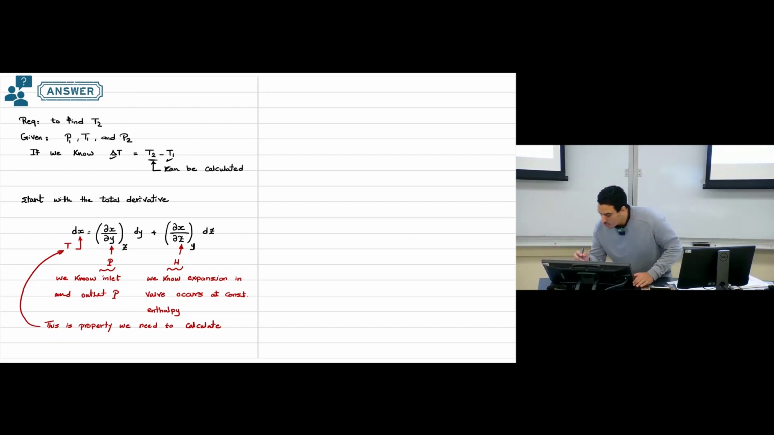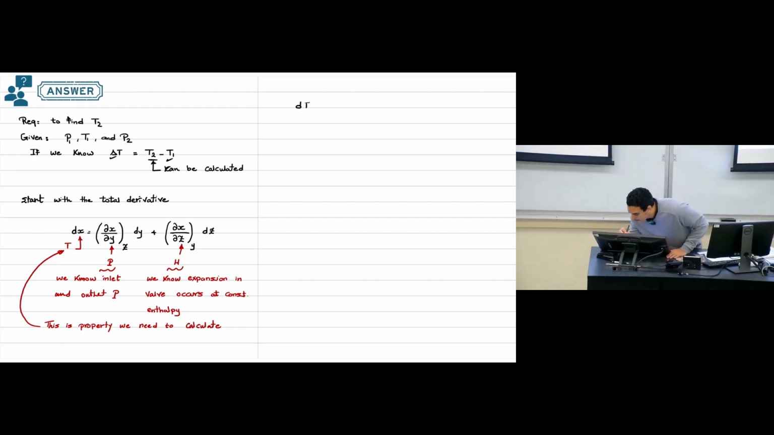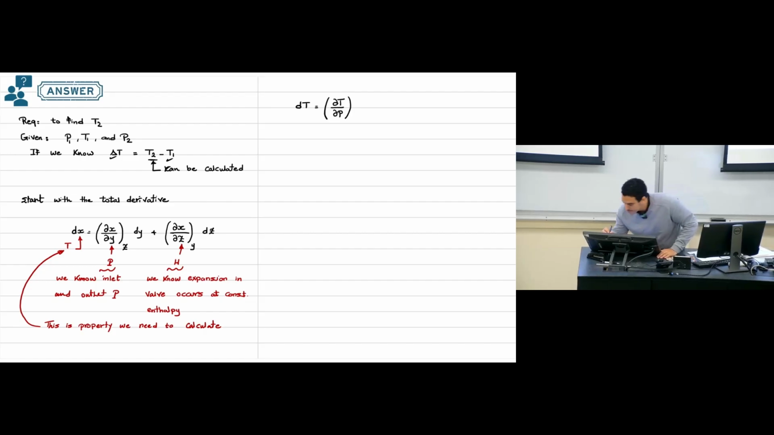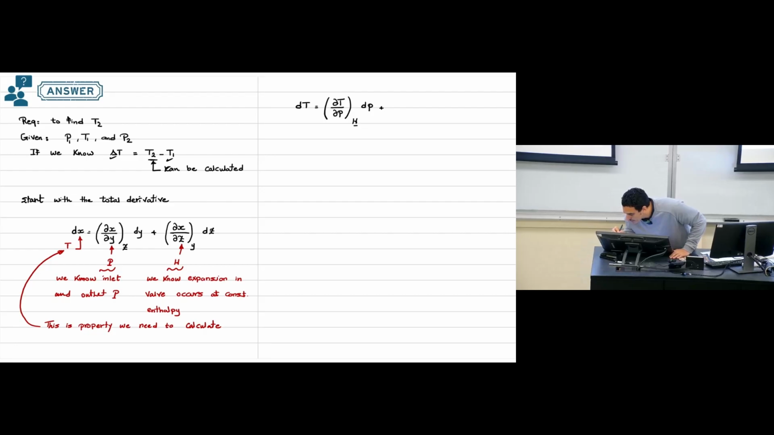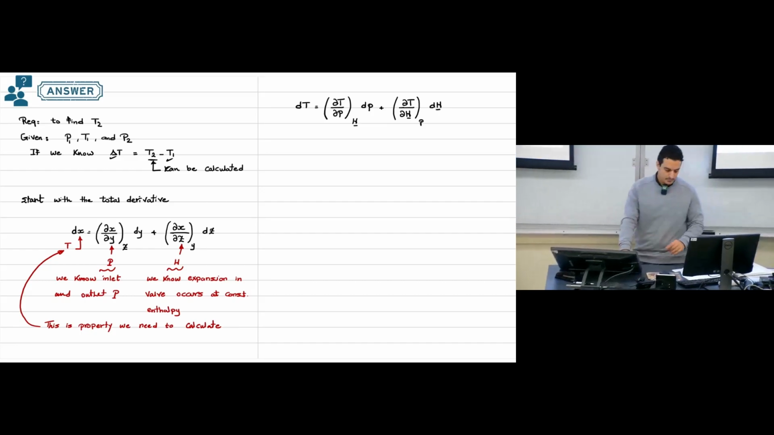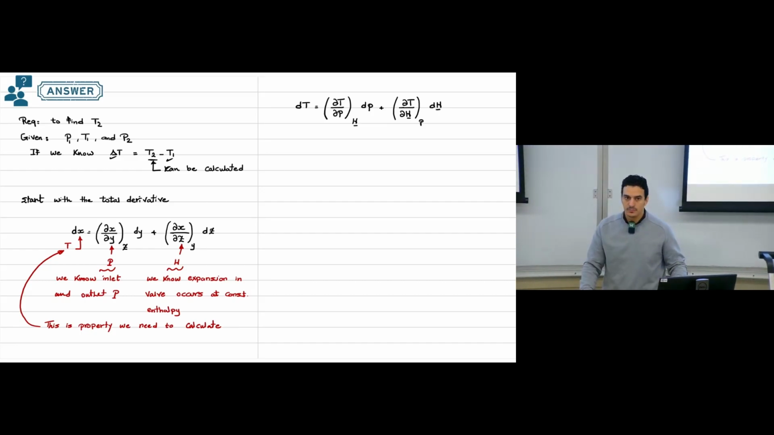So what we will have is dT equals dT by dP at constant h, dP, plus dT by dh at constant pressure, dh. Clear?